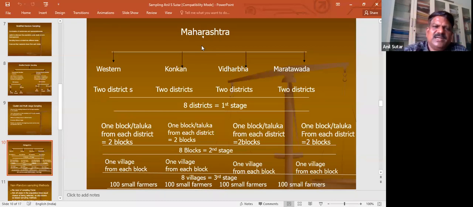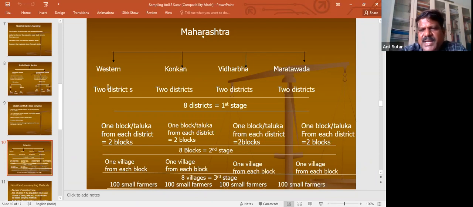I will illustrate it. Let me know. For instance, I am going to study small farmers in Maharashtra. How can I do it with the help of multi-stage and cluster? I will divide the whole state into four divisions: Western Maharashtra, Konkan, Vidarbha, and Marathwada.